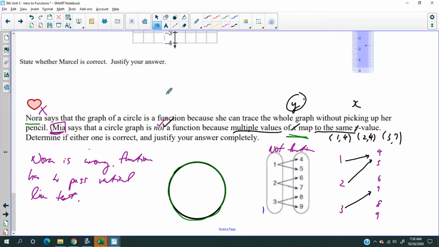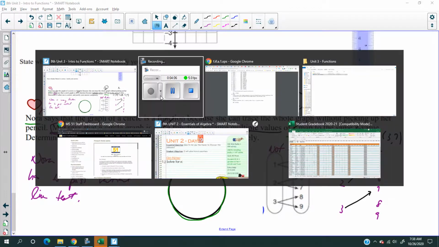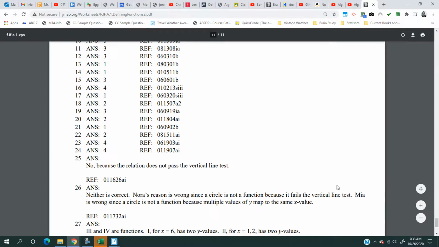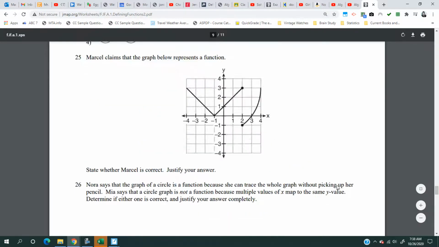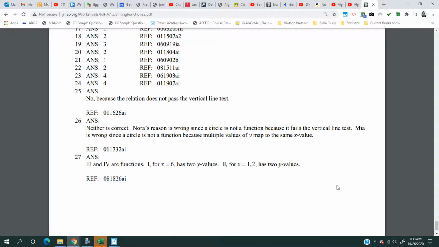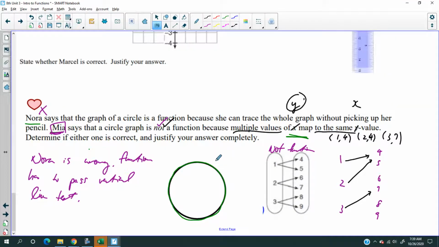Okay, so let me read you the official answer, because I know you guys are thinking that. So I'll read this to you. Nora's reason is wrong since a circle is not a function because it fails the vertical line test. Okay, that's the obvious one, right? Mia is wrong since a circle is not a function because multiple values of y map to the same x value. So it's the opposite of that statement, actually.